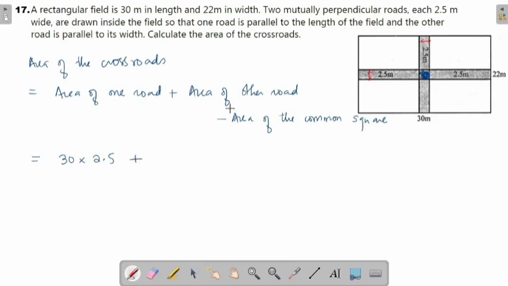Plus area of the other road. Now this becomes the length in this case. So length is 22, so L into B. B is again 2.5. Now the area of the common square.